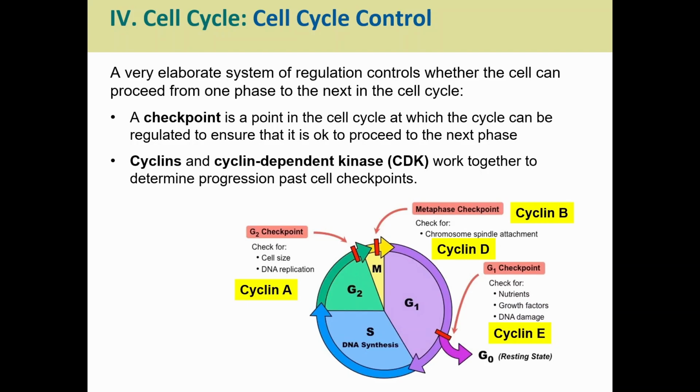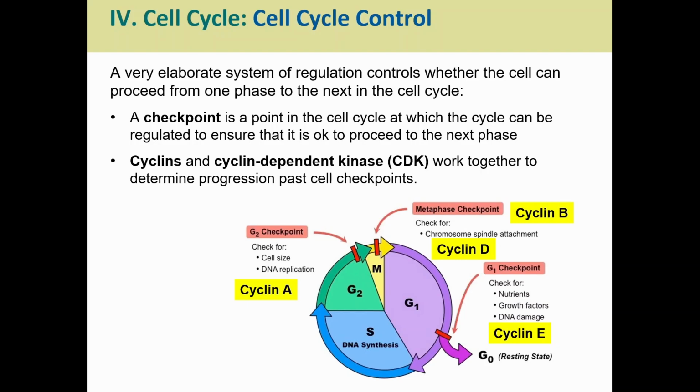We have several of these. We're going to talk about 3 of them: the G1 checkpoint, the G2 checkpoint, and the metaphase checkpoint. All of these in general are using what's called a cyclin and cyclin-dependent kinase pair that will help us determine whether or not we should get past the checkpoint.